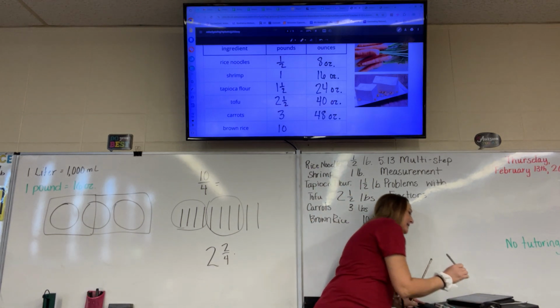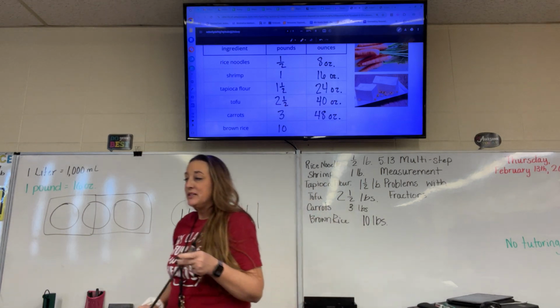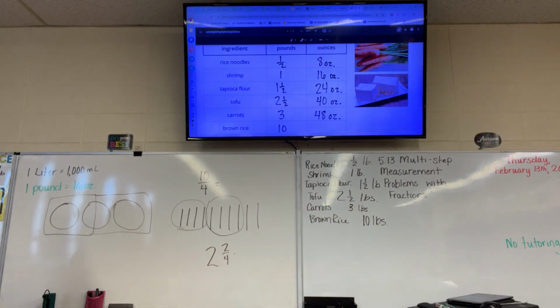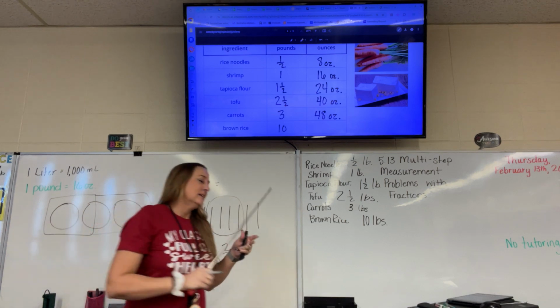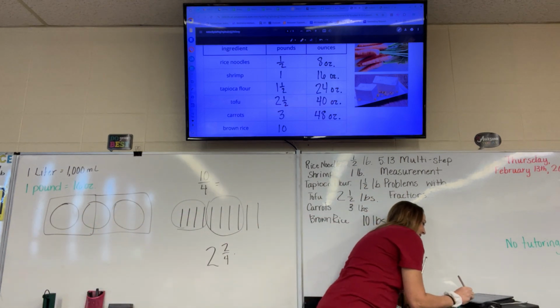And then the 10, you guys should all be able to get the 10, because when we multiply something by 10, we just add a 0 to the end. So 10 pounds at 16 ounces each would be how many ounces? 160. 16 with a 0 at the end.